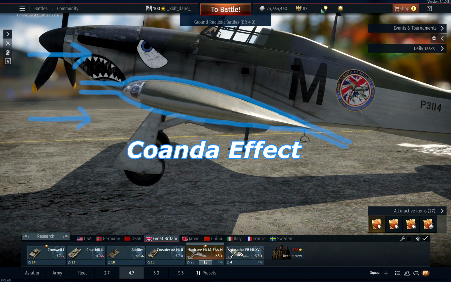So when the airflow leaves the trailing edge of the wing, it's pointed slightly downwards because it follows the curves and angle of the wing. And the air that follows the lower side of the wing means the airflow from the upper side of the wing is kind of forced downwards in the same direction. And that also creates lift.